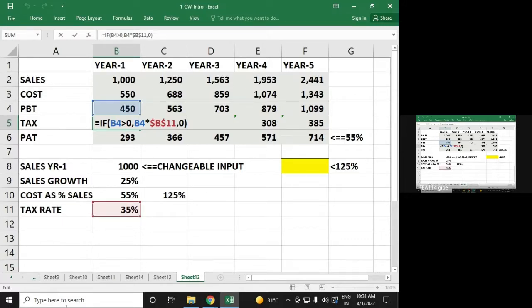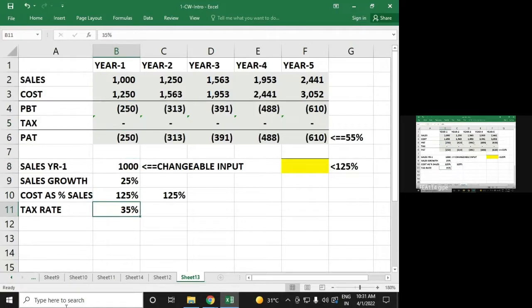Okay. So we change the second input to 125 and you will see that the tax becomes 0. In case of a loss, tax is not there. As a result, PBT becomes equal to PAT.